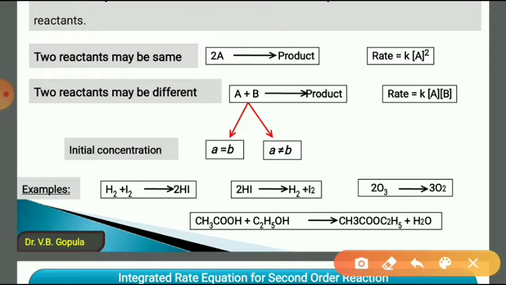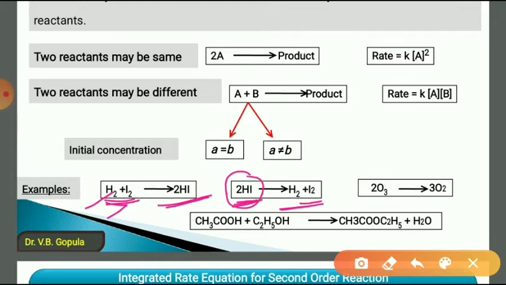Here we have taken some examples of second order reactions. The first one: the hydrogen molecule reacts with I2 to give two molecules of HI. Here the two molecules, H2 and I2, play an important role in determining the order of the reaction, so this is a second order reaction. In the second example, we have taken two molecules of HI, which give H2 and I2. This is also an example of a second order reaction.